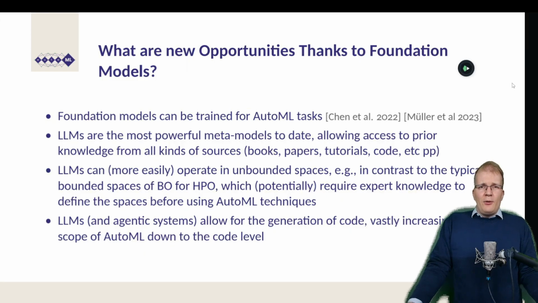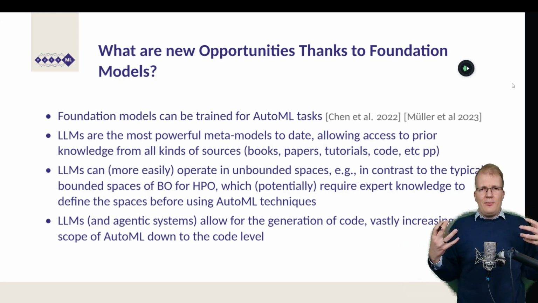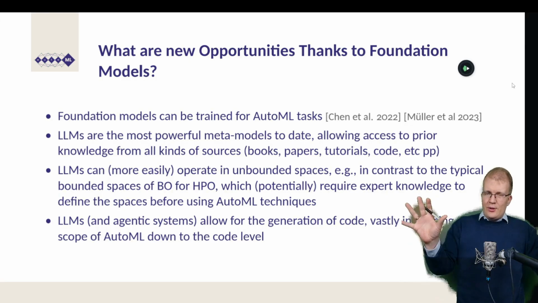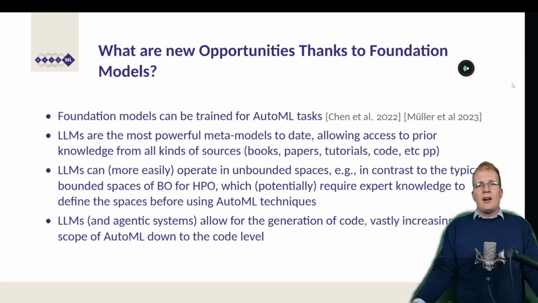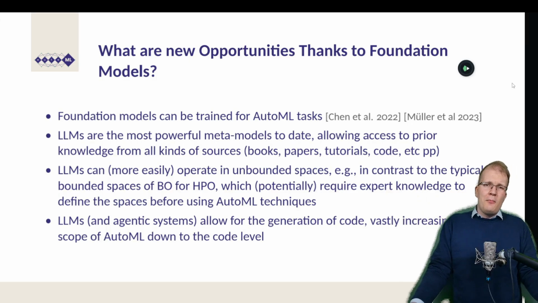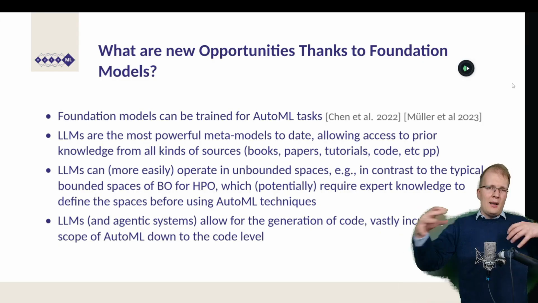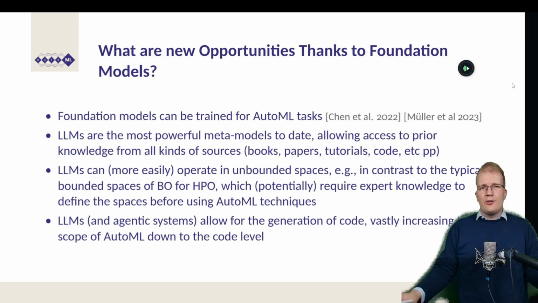LLMs are the most powerful meta models to date, allowing access to prior knowledge from all kinds of sources: books, papers, tutorials, code, etc. Since they're trained on all of them, we can access this knowledge, to a certain degree, as always, with different kinds of prompts and so on, which makes it super useful to combine ideas, to warm start AutoML, and to find very efficient new solutions for new tasks.